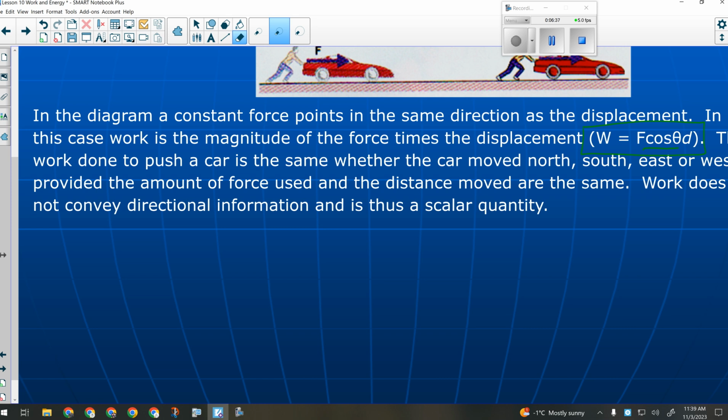Everyone okay with that idea? So that's where that cosine theta part comes in. It doesn't really make it any more difficult, it just takes into account that forces can be vectored. Okay, other thing, work is a scalar quantity. Right, so when I do work, there's no like 200 joules north, or 500 joules down. Work does not have a direction.